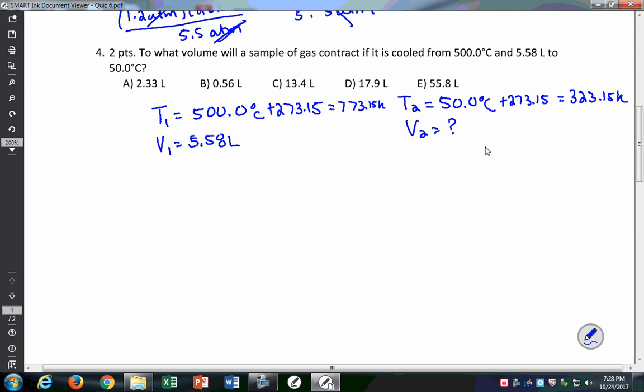Volume could be in liters, that's fine. So our relationship is V1 divided by T1 is equal to V2 divided by T2. So we originally had a temperature of 773.15 degrees Kelvin, and we originally had a volume of 5.58 liters. We don't know our V2.